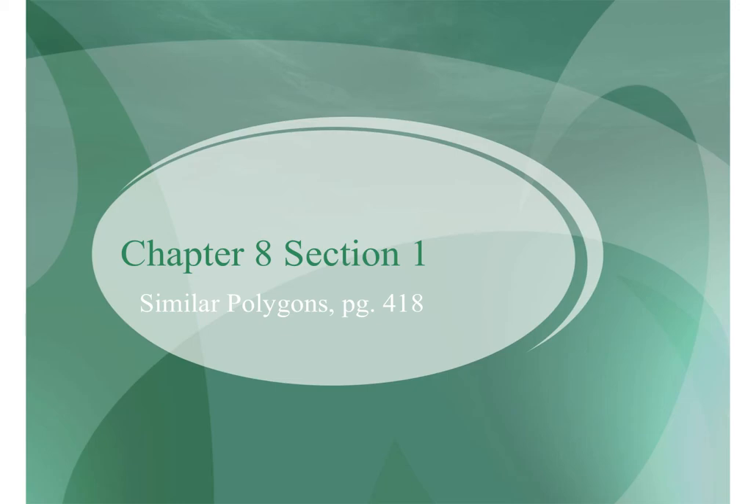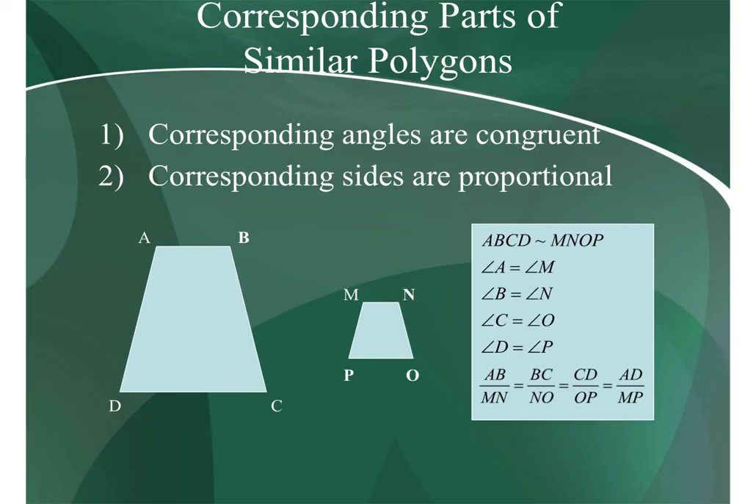Section 1, let's do this. Okay, corresponding parts of similar polygons. So, corresponding angles are congruent and corresponding sides are proportional. So if we say that ABCD is similar to MNOP, then angle A is congruent to angle M, angle B is equal to angle N, angle C equals angle O, and angle D equals angle P.